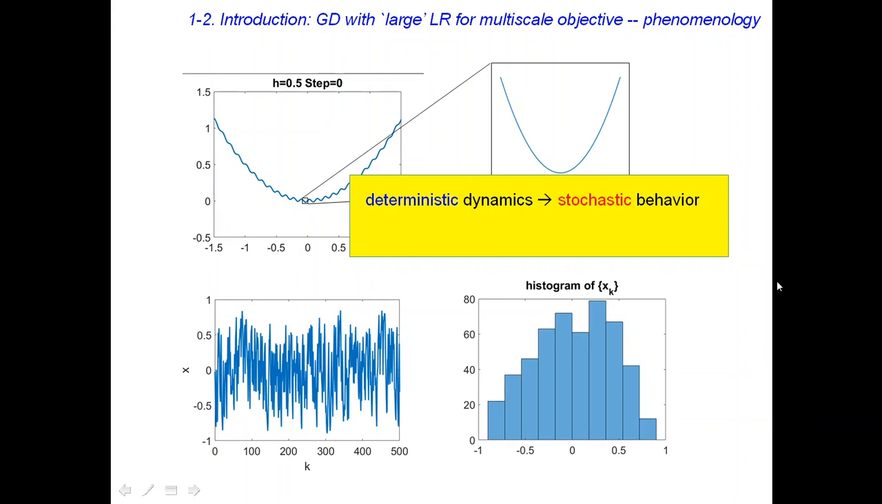So it seems that even though the dynamics is completely deterministic, the behavior of the iterations appears to be stochastic. In fact, if you are familiar with stochastic gradient descent, I would say the iterations actually resemble what you will get out of stochastic gradient descent. The only problem is that we don't even have any stochastic gradient. So do we really have similarity?